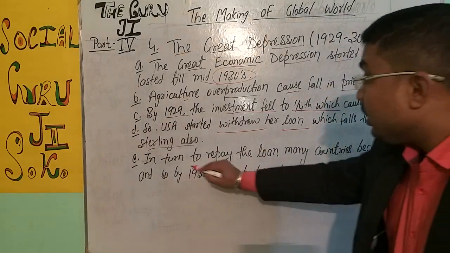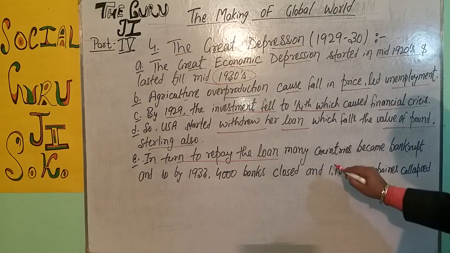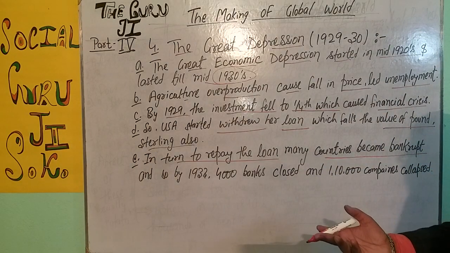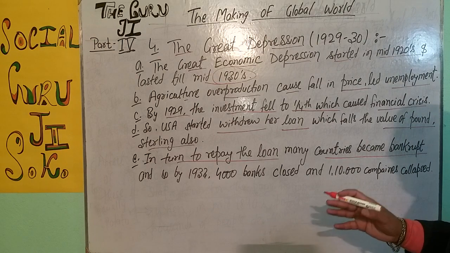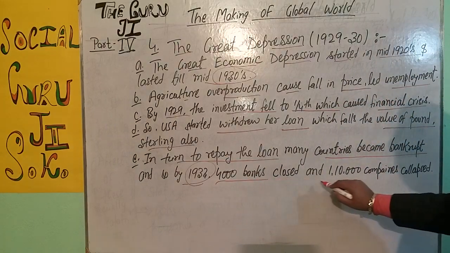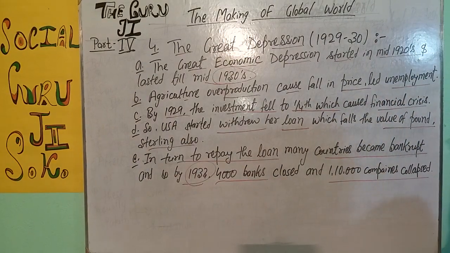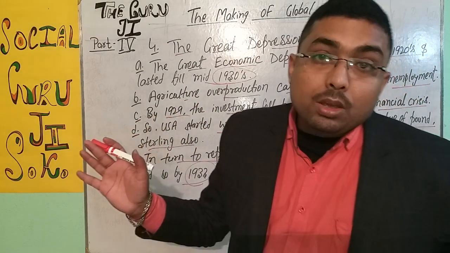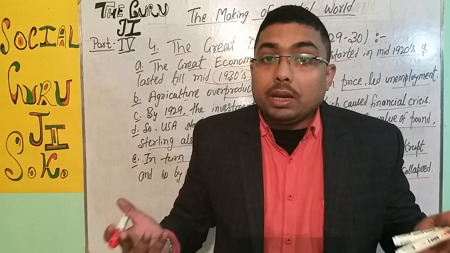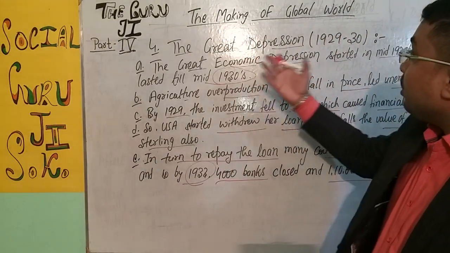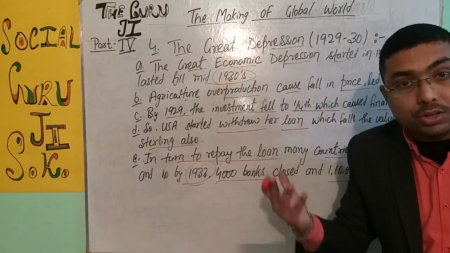Lastly, when it was time to repay the loans, many countries became bankrupt. They said कि भाई we don't have any money, we are bankrupt. And by 1933 it caused almost 4,000 banks and 110,000 companies to collapse. Now they just raised their hands कि भाई we don't have money, we don't have any asset to repay this loan amount. So this is all about the conditions of the world during the Great Depression. Clear?